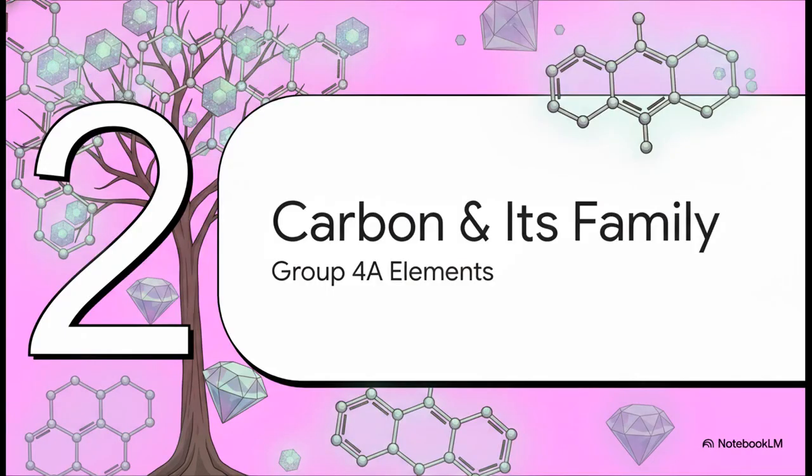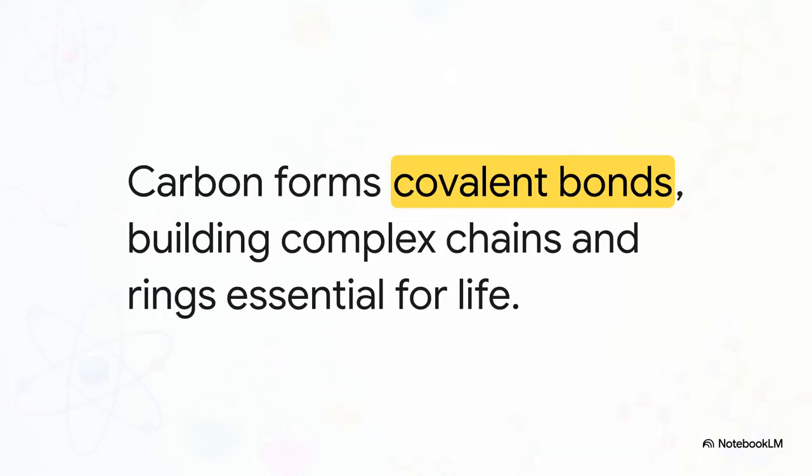Section 2. Carbon and its family, covering the Group 4A elements. If the periodic table were a high school, carbon would absolutely, hands down, be the social butterfly. Sitting right there in Group 4A, it has 4 valence electrons, which means it can form up to 4 covalent bonds. But what makes carbon a true game changer is its unmatched ability to bond with itself.